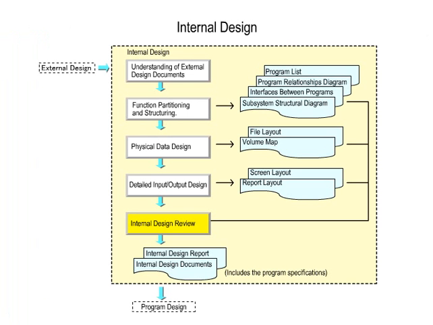5. Internal design review. At the end of the internal design process, the design work up until that point is summarized. The documents created are then reviewed. If the results of the review are all right, internal design documents are created and the review report attached to them. These will be continued in the following program design process. If there are problems, the internal design process continues until they are eliminated.